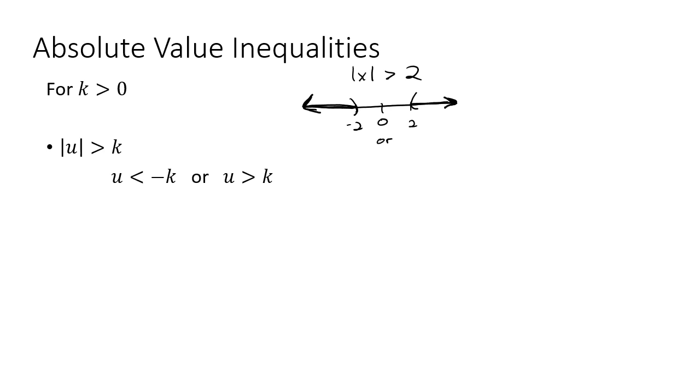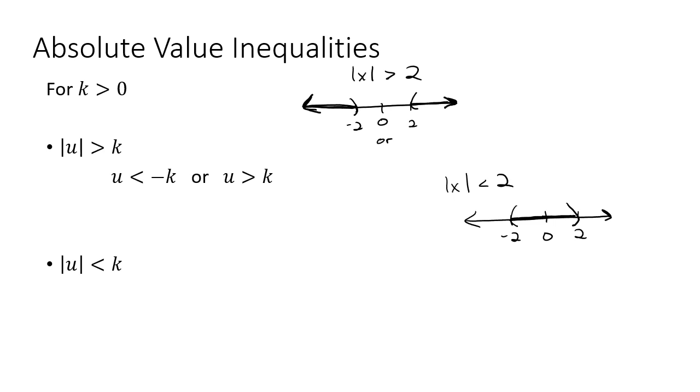For the second type of absolute value, let's say you still had the same positive k, but now the absolute value is less than k. So now what you're saying, if you had something like absolute value of x is less than 2, is that the distance is less than 2. Distance smaller than 2. So that means you're saying that it has to be closer to 0 than 2. Distance less than 2 from 0.